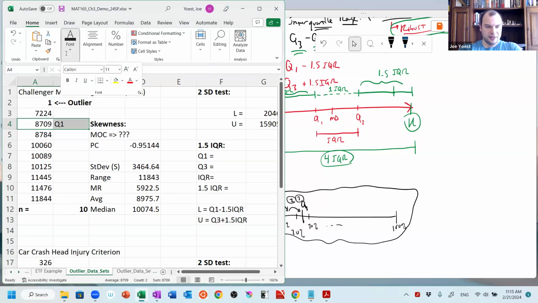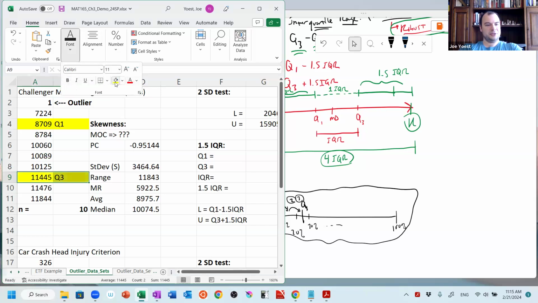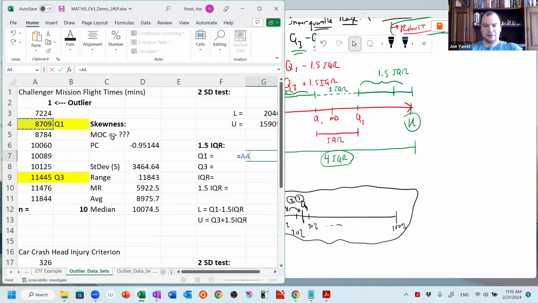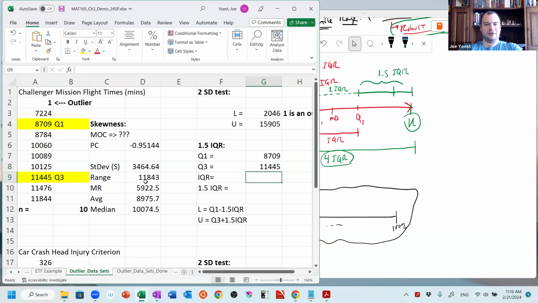So maybe I will, can I highlight this? Yeah. Note that my data values are already in increasing order. Third from the bottom is Q1, the 25th percentile, because 8709 would kind of own the land from 20% to 30%, and that's where 25% lives. By symmetry, the 75th percentile is going to be the third down from the top. That's going to be the third quartile, the 75th percentile. So Q1 is going to be this 8709, and Q3 is going to be this 11,445.